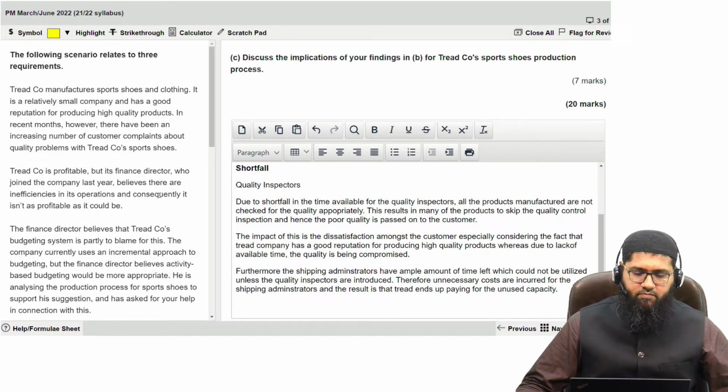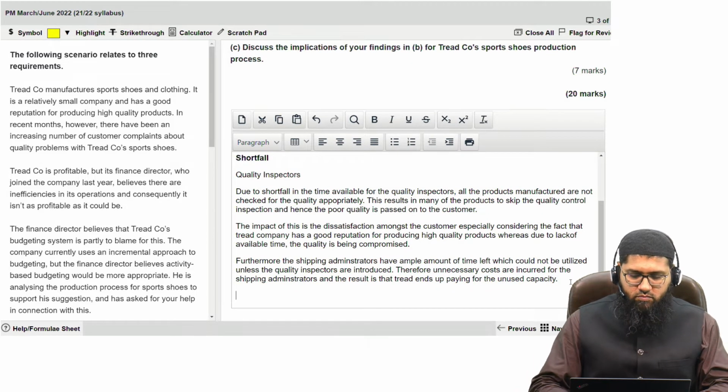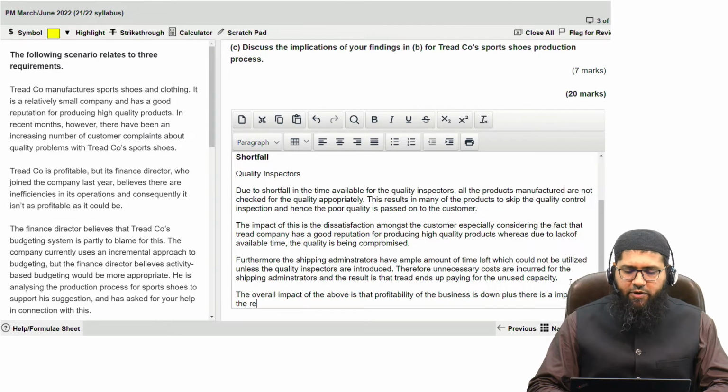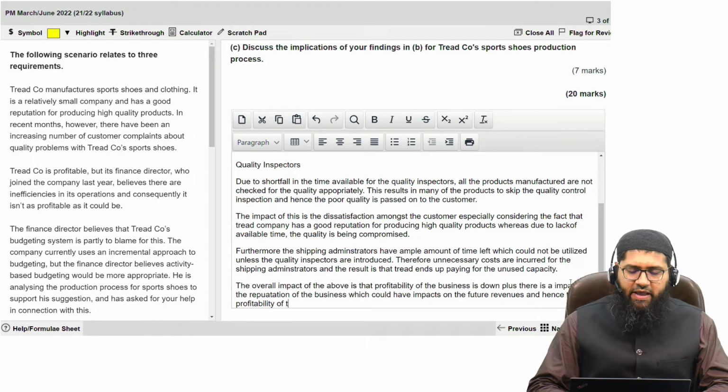This is where the problem is. The overall impact of the above is that profitability of the business is down, plus there is an impact on the reputation of the business which could have impacts on the future revenues and hence the profitability of the business.